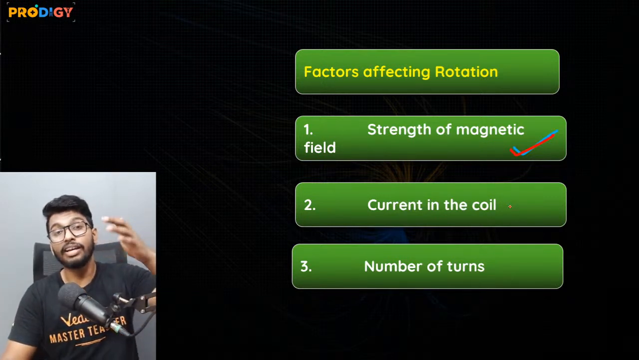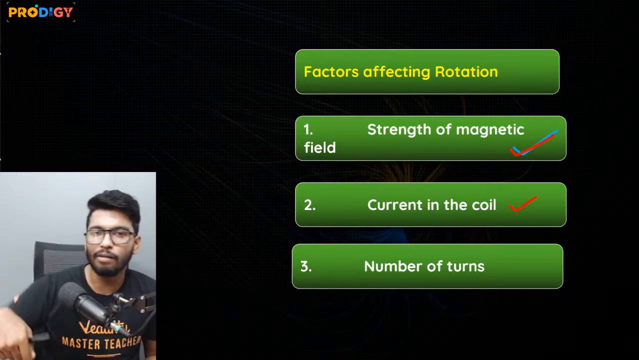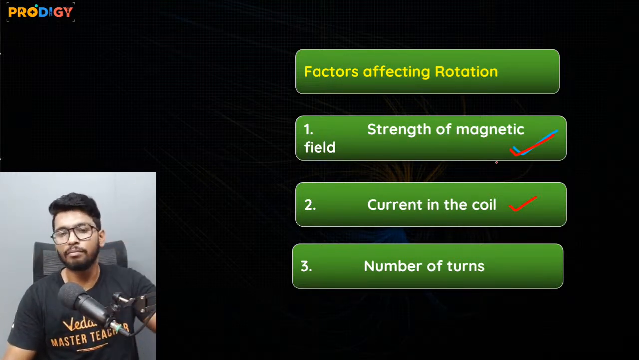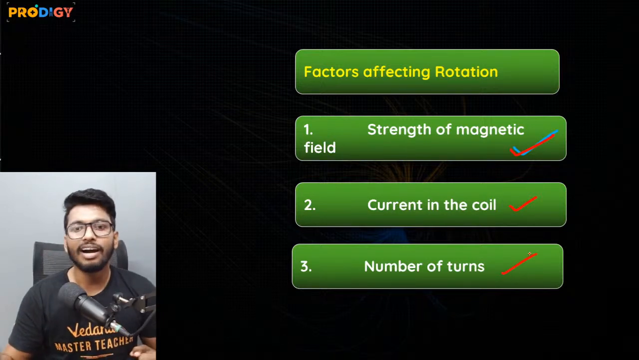You can also increase the speed by increasing the current in the coil. If you increase the current flowing through the armature coil, that can also increase the number of rotations per minute. And you can also increase the number of turns.